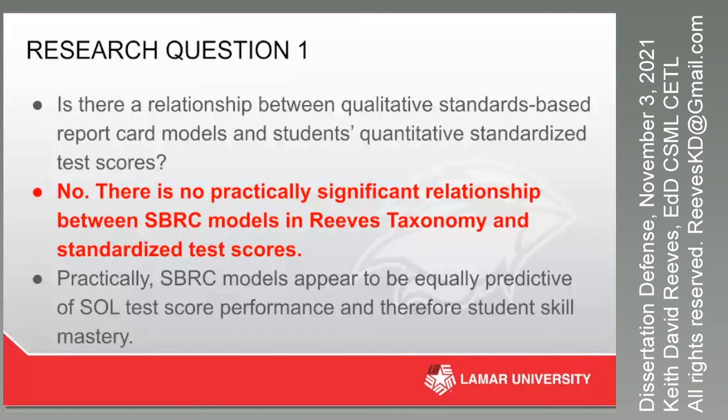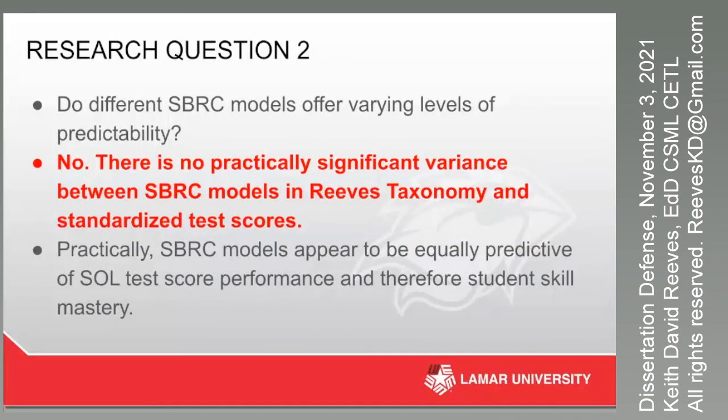Is there a relationship between SBRC class and SOL score? No, there is no practically significant difference between SBRC models. Each SBRC model was practically equally predictive. Another way to think of this, changing a student's report card model from Class 2 to Class 3M would be very unlikely to change that student's SOL score. SBRC model as a predictor variable appears to have no real impact on the SOL outcome variable.